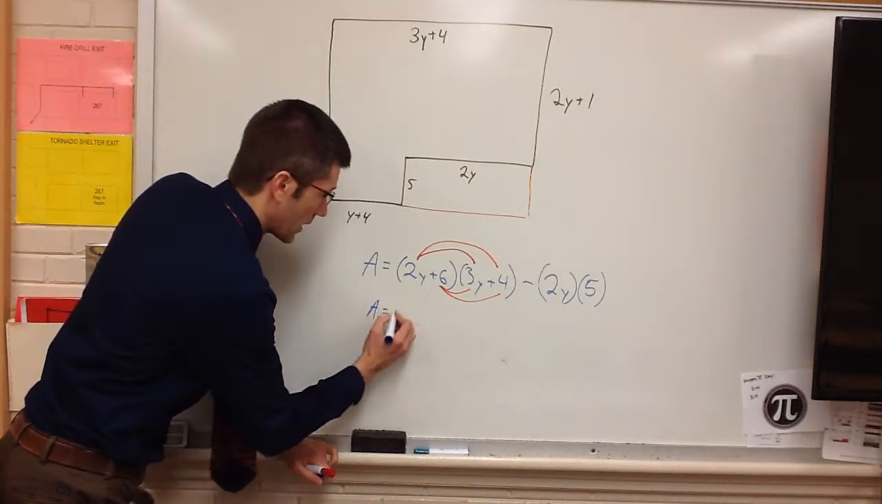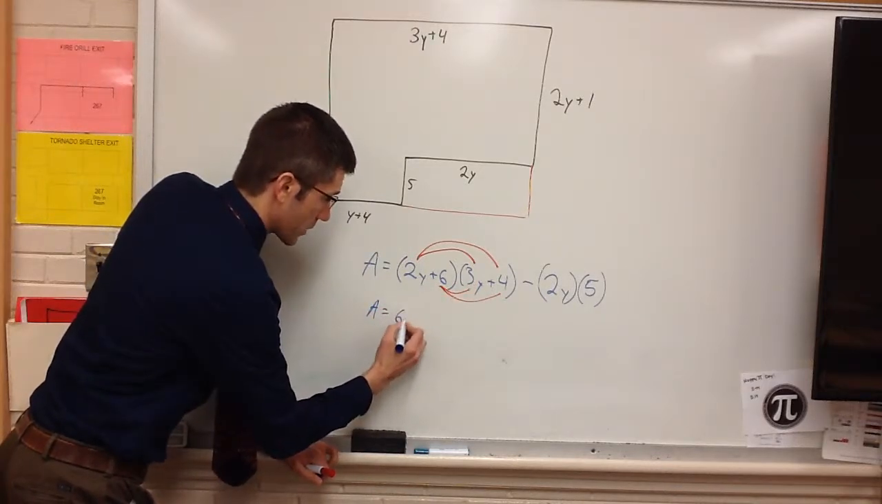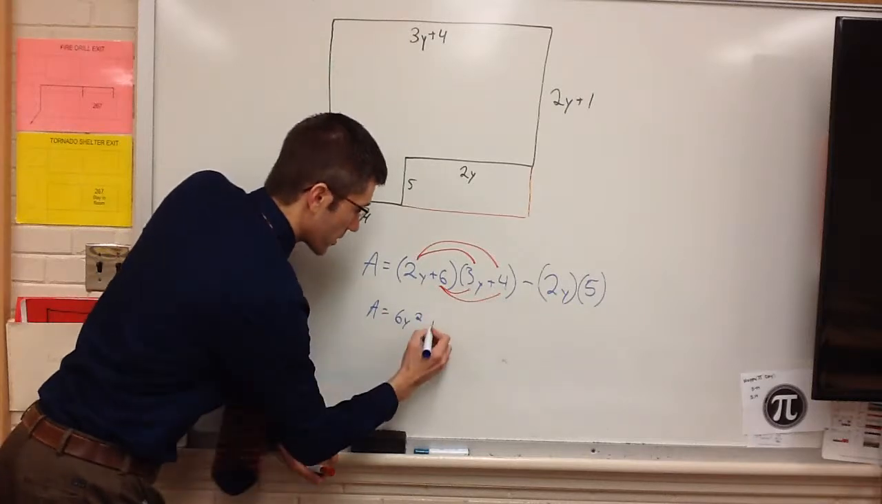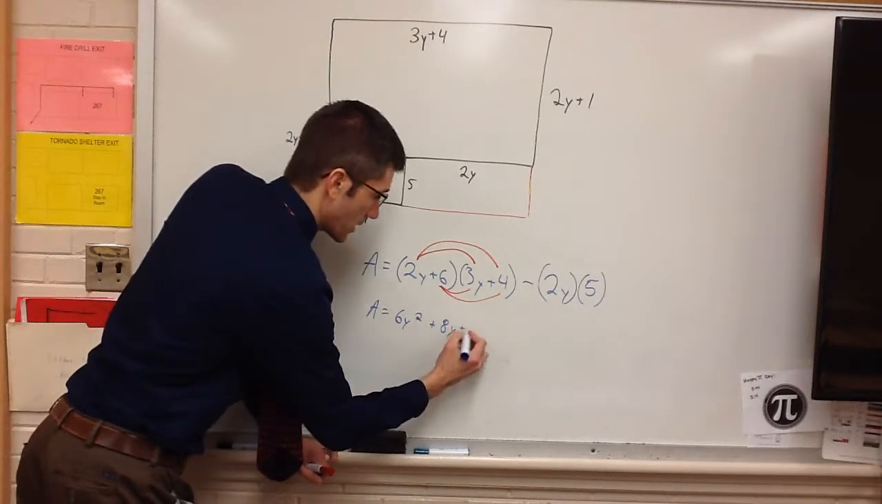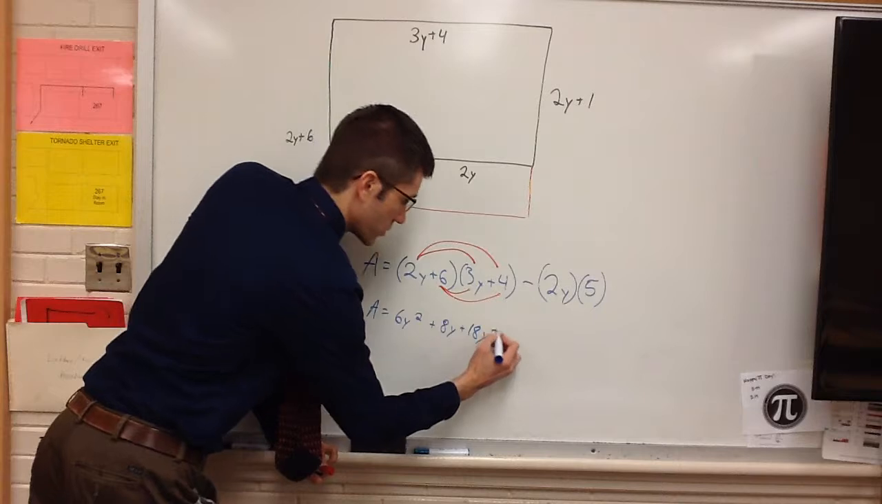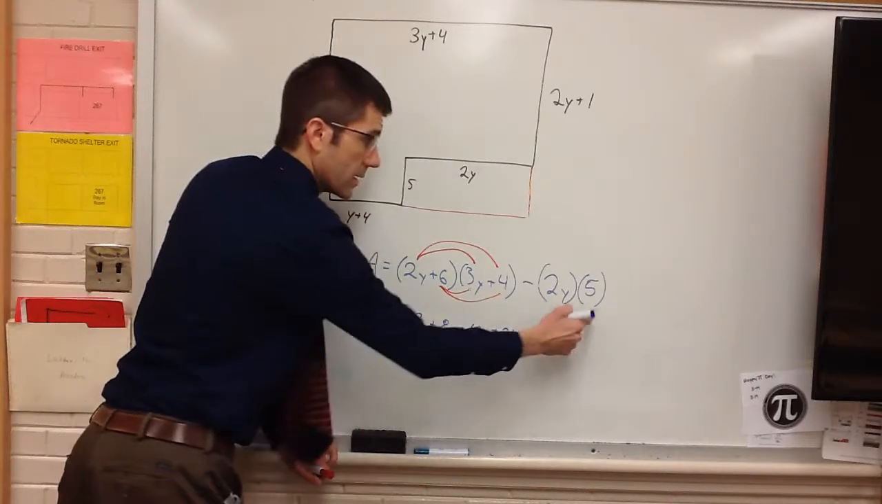Let's see. 2y times 3y is 6y squared. 2y times 4 is 8y. 6 times 3 is 18y. 6 times 4 is 24. Minus 10y.